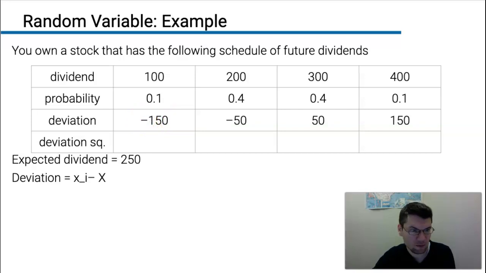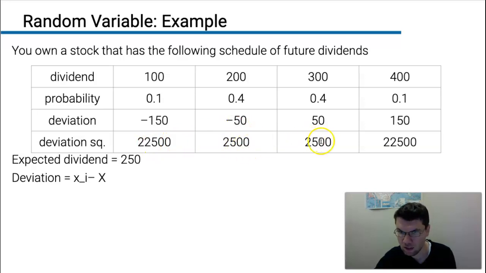The next step that I'm going to take is I'm going to square all those deviations, because I ultimately want to get rid of the negative signs. I want to think of all distances being positive values rather than negative. And so 150 squared is going to get me 22,500. 50 squared is going to be 2,500. Same for the next one, 2,500. And finally, same 150 squared, 22,500.